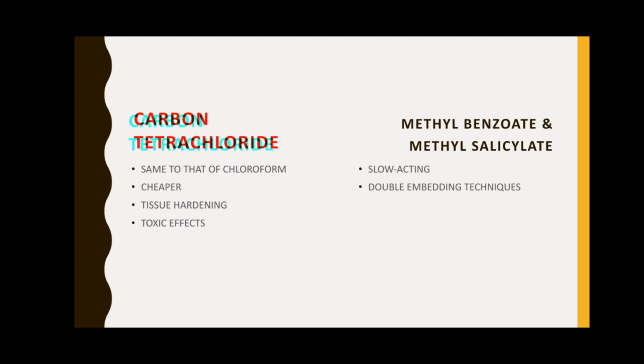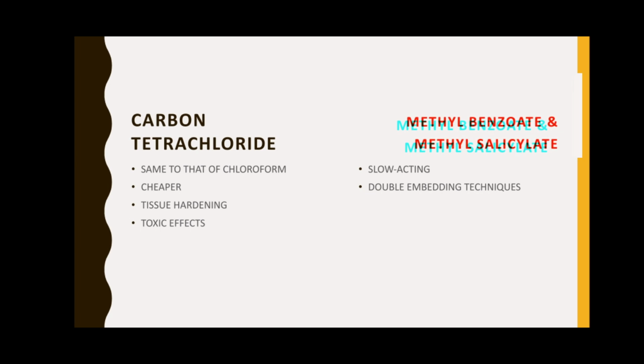Carbon tetrachloride may be used in clearing and for embedding. Its properties are very similar to that of chloroform, although it is relatively cheaper. Its disadvantage is the same as that of chloroform, which provides considerable tissue hardening and is dangerous to inhale on prolonged exposure due to its highly toxic effects.